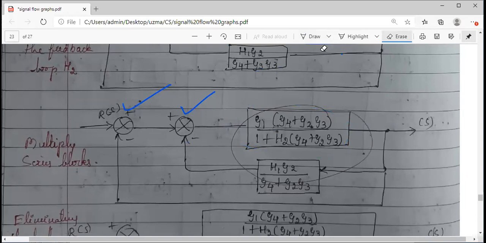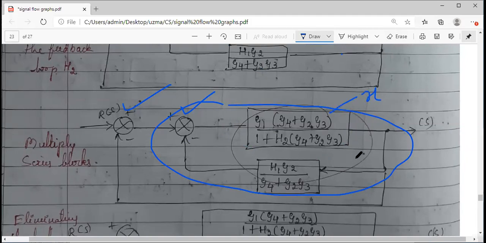Now coming to the next rule, you can see there is one more feedback loop here. In order to eliminate this feedback loop, again I have to apply the transfer function. Let me consider this as x, this as y. I cannot rewrite it. This is the forward path gain, this is the feedback gain.